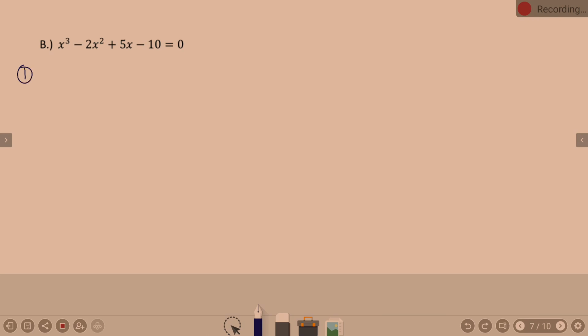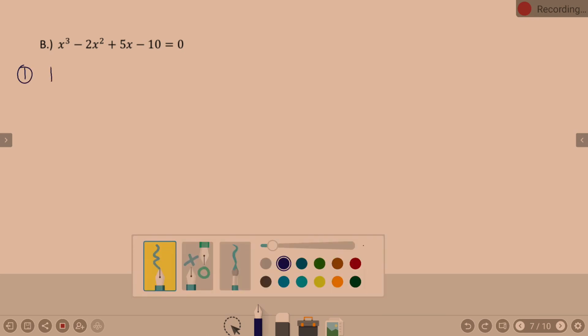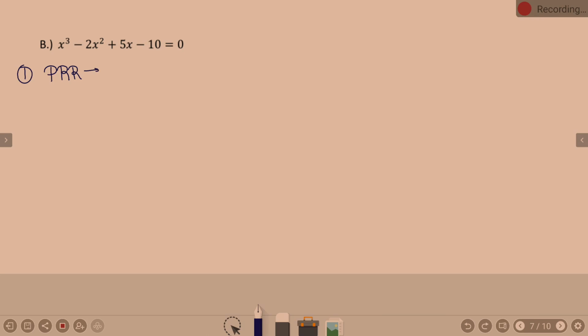Yeah, our step 1 was PRRs. How did we find PRRs? Okay. Yeah, we're doing P over Q, and it's factors of -10 over factors of 1. Does that sound familiar? Yeah. Factors of the constant over factors of the lead coefficient. I like this lead coefficient. Very easy. It's a 1. I like that, right? I'm like you guys.